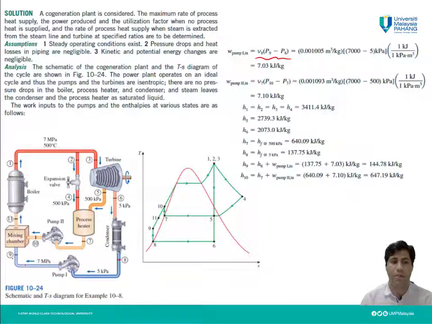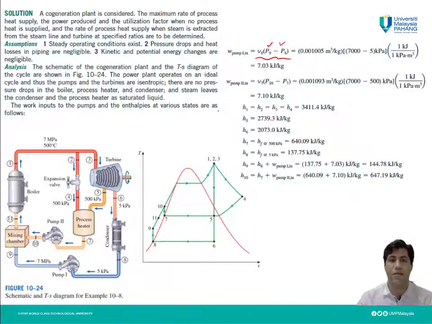Pressure after the pump is state 9, and pressure before the pump is state 8. So it is P9 minus P8, and we need both of them. They are known from the question: P8 is 5 kilopascal, P9 is 7 megapascal. What about the specific volume?